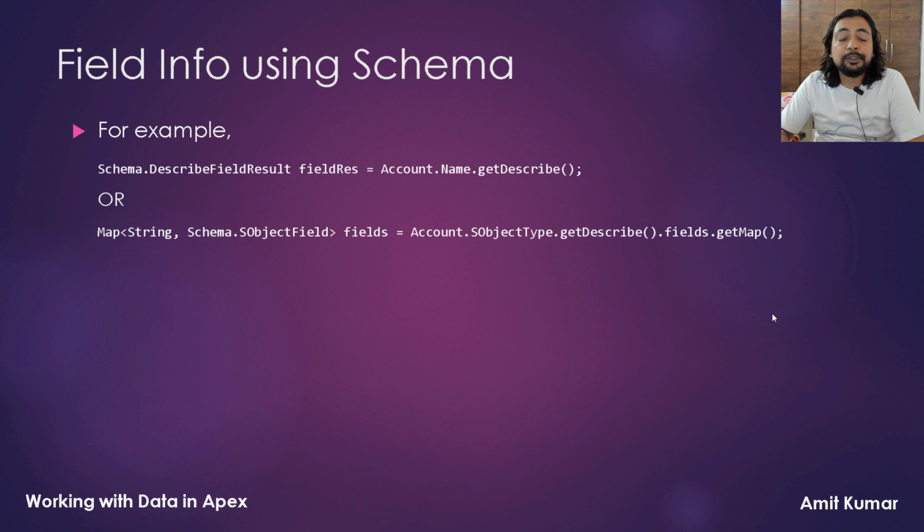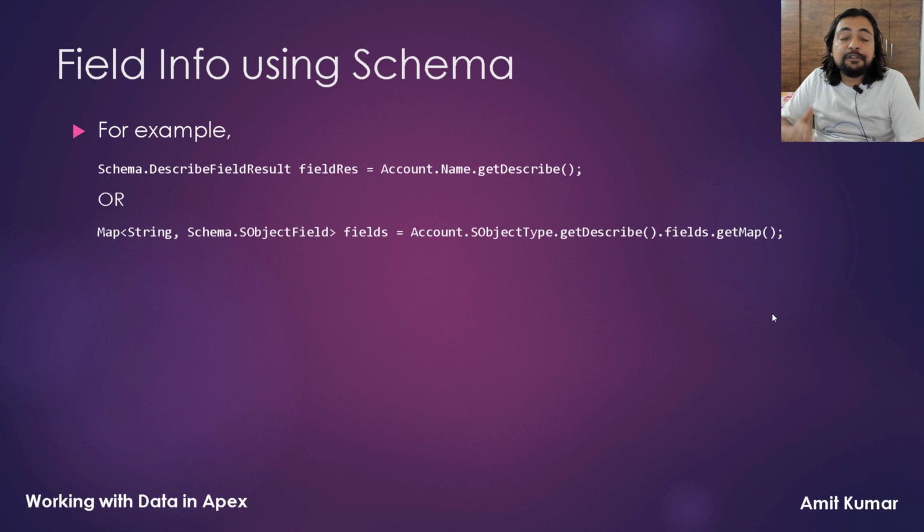So here you can see there are two codes written. In the first code, we are mentioning the Name field of the Account object. By saying Account.Name, we are getting the SObject field token of that field, and then we are calling the getDescribe method of it. This getDescribe method will give us the metadata description of that specific field, which we can hold in an object of the DescribeFieldResult class. Then after, we can use this object to get different information of that specific field.